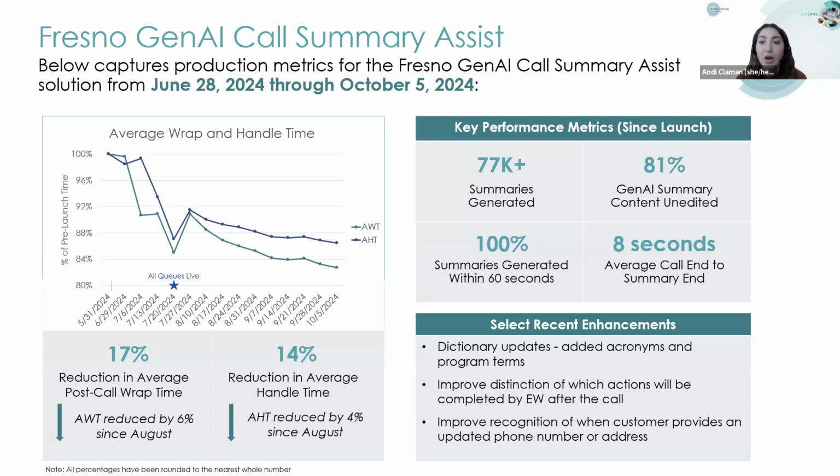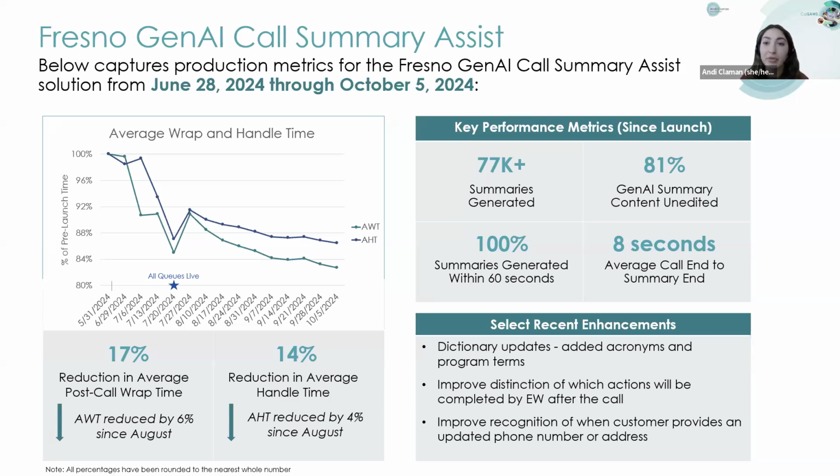Since launch, average post-call wrap time has decreased by 17%, with 6% of that reduction occurring in the last 2 months. The average handle time has decreased by 14%, with 4% of that in the last 2 months. Since the average wrap and handle times are continuing to improve over time, this suggests that the monthly enhancement releases are effective in improving the outputs and experience for eligibility workers, allowing them to wrap and handle calls more quickly.